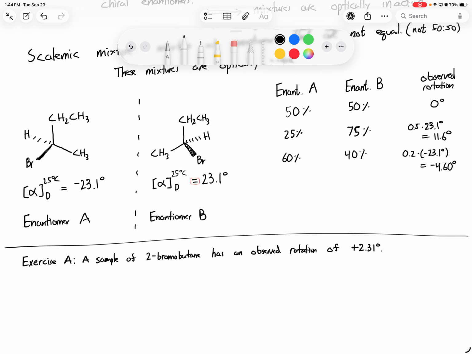My question for you is, what is the composition of an enantiomer? So what percent is A and what percent is B? What is the composition of the sample?